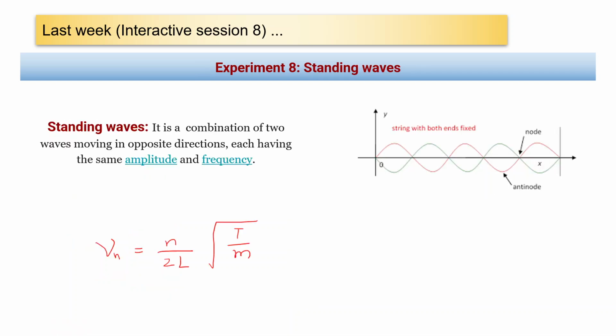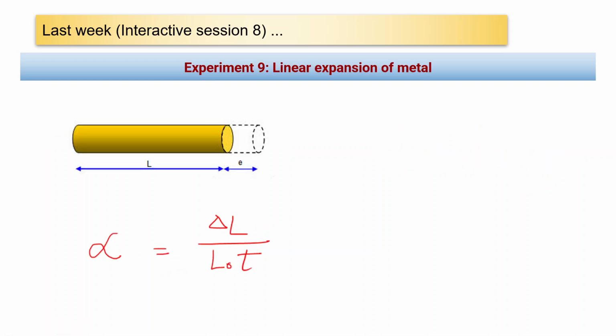In another experiment, experiment 8, we understood what standing waves are, how they are generated, what the different parts of a standing wave are, be it nodes or antinodes, and how we can find out the frequency of a standing wave. And of course, again, we understood the experiment and then did questions based on the concept of standing waves.